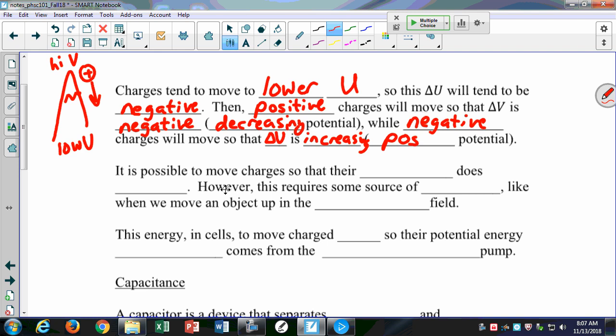So potential energy and potential are pretty much the same thing. They're very similar, yes. But remember, negative charges will move the opposite direction. Negative charges will move in this direction. So negative charges will move so that delta V is increasing. They move from a low potential to a high potential. So they have an increasing potential difference.